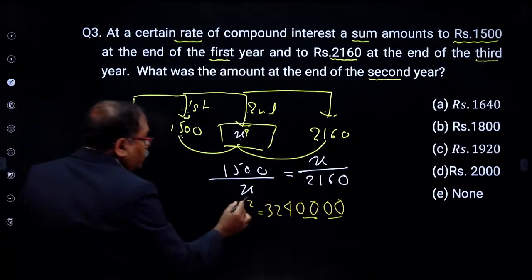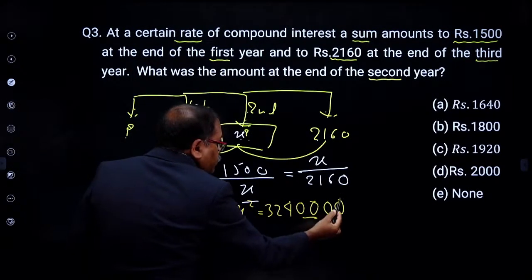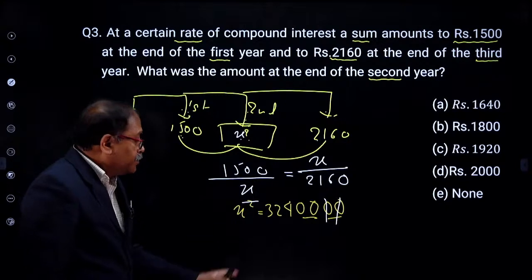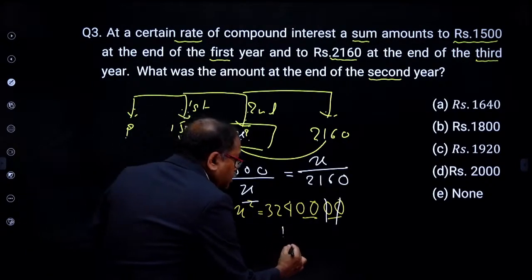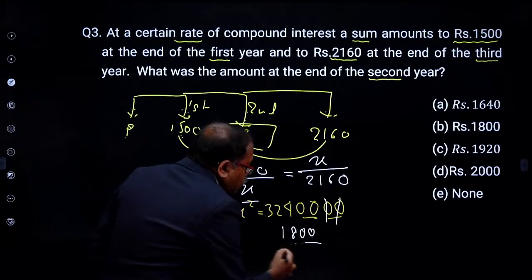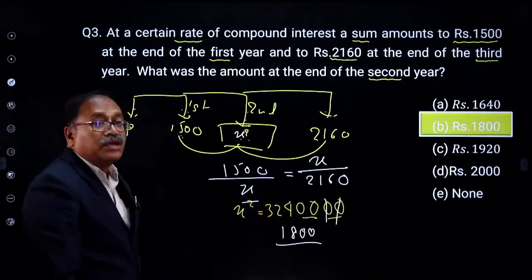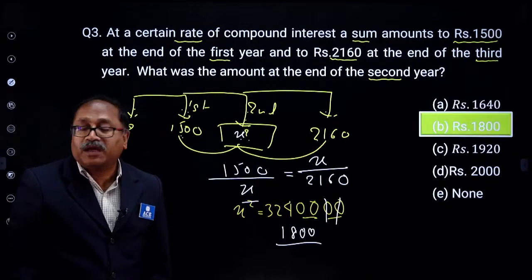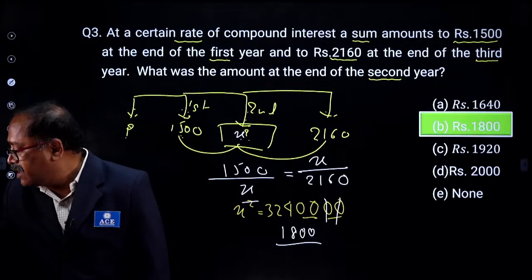So take out this square and the square root of this, that means these 2 zeros get cancelled here, and this is 18. That is 18 followed by 2 zeros. My option choice is B. Hope I am right.